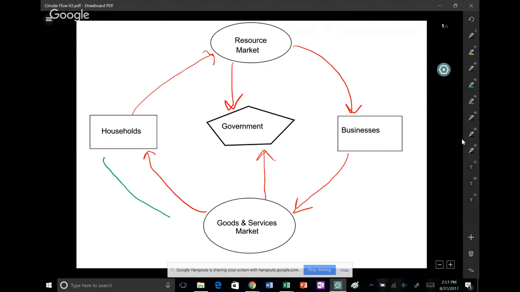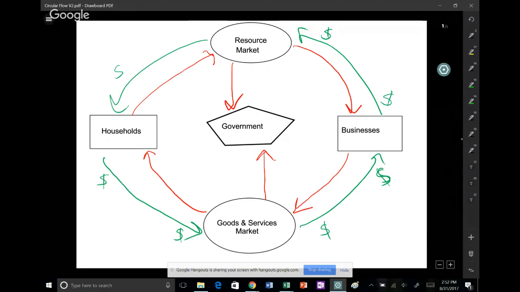This time I'm going counterclockwise. And I'm going to put dollar signs on all these green arrows because the green arrows represent money. And so I want you to notice the red arrows that represent the real tangible things on the outer orbits are going clockwise, and the green arrows that represent money are going counterclockwise.